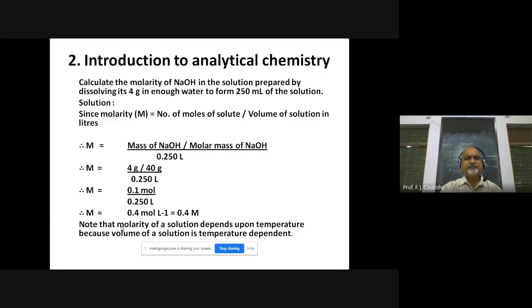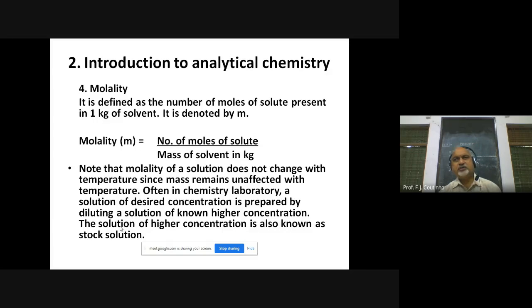Next, the fourth one, it is not molarity, but it is molality. How is molality defined? Molality is defined as the number of moles of solute present in 1 kg of the solvent. And it is denoted by small m.